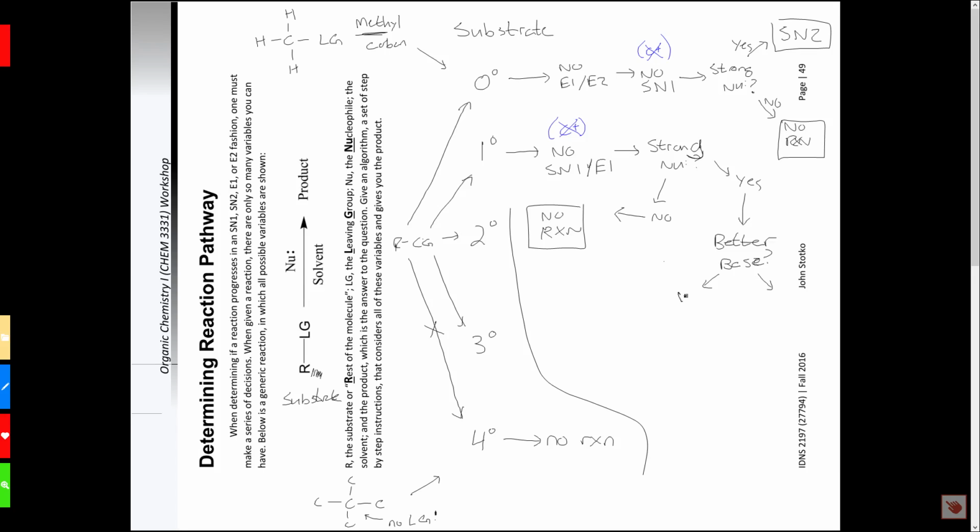But if it's a better base, then it is E2. And if it's not a better base, then it is SN2. And that's the end. The endings of our trees are going to be when we can say yes, we only have one answer at this point.